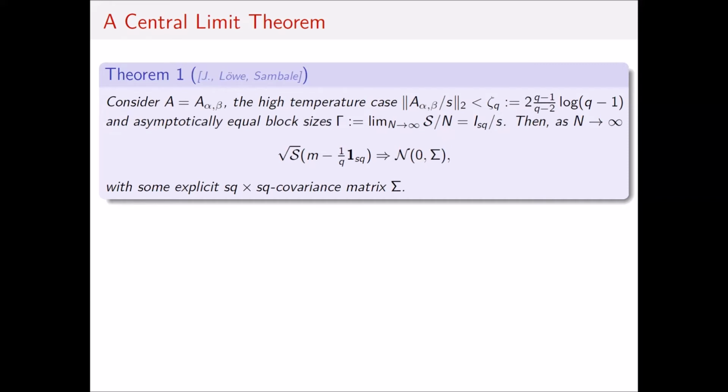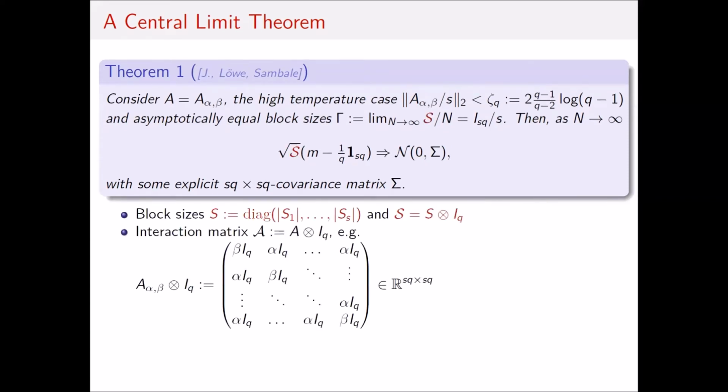Here, this script S matrix is basically the matrix of all the block sizes, but as I mentioned already, is given a bit more structure by building the Kronecker product with the identity matrix, and similarly, we will build the interaction matrix script A by taking our interaction matrix A and building the Kronecker product with an identity, which basically just gives every element of the interaction matrix one copy of the identity matrix.